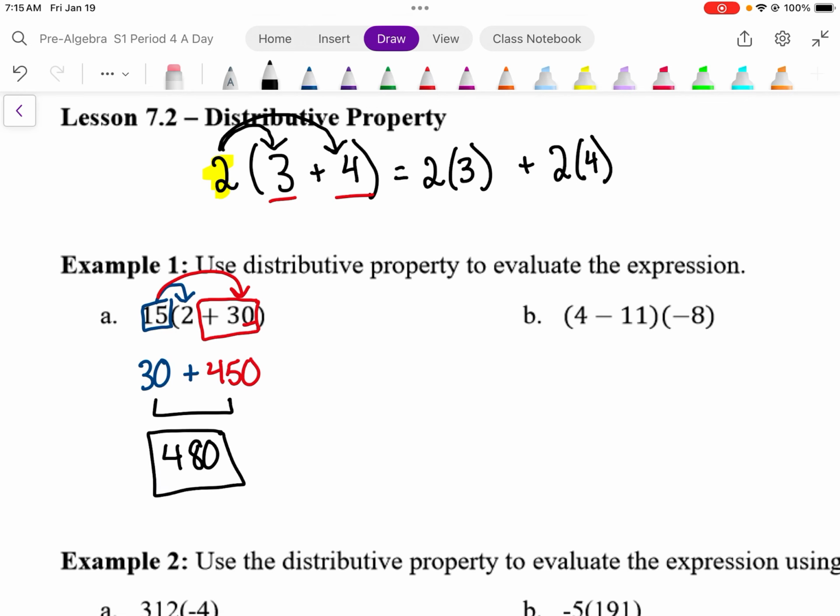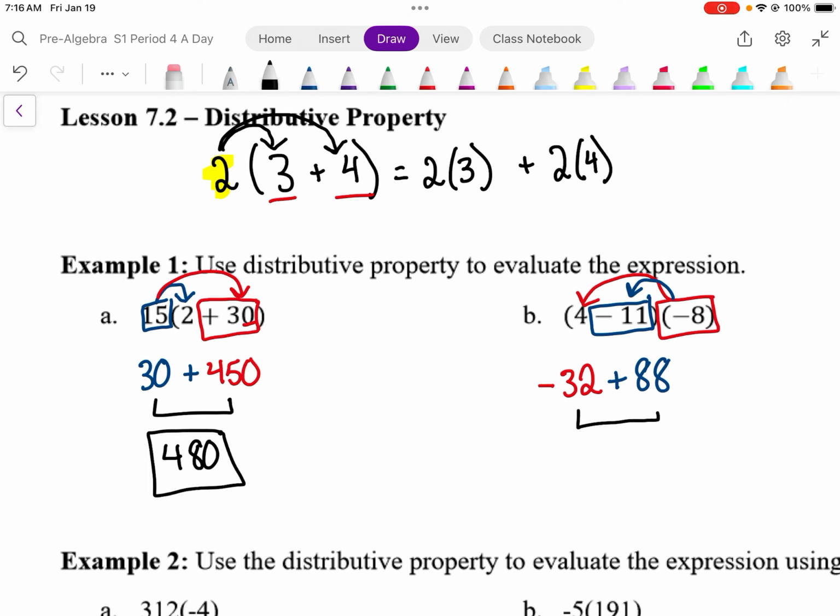All right. Example B here is the same type of thing, just the value that's on the outside is on the right side, but you're still going to distribute it to both parts. So we're going to take negative 8 times 4. And a negative times a positive is a negative answer. 8 times 4 is 32. Then we're going to do the same thing, negative 8, and we want to be careful that we're looking at the sign in front of the number. So this is negative 8 times negative 11, which will make it positive. And then 8 times 11 is 88.